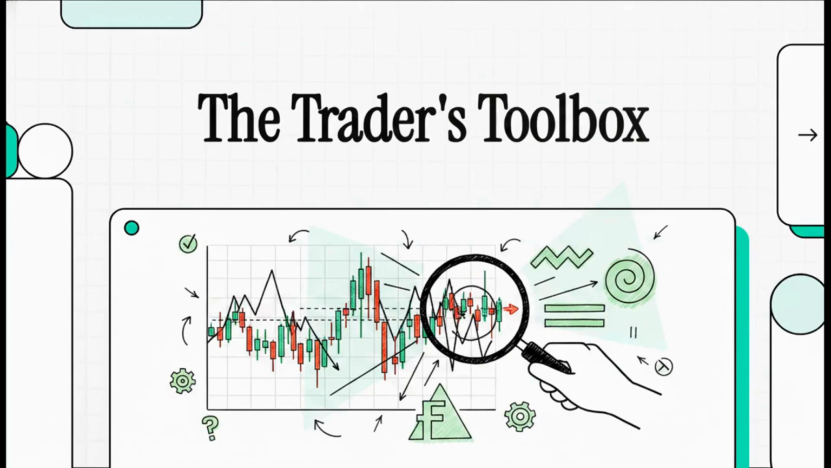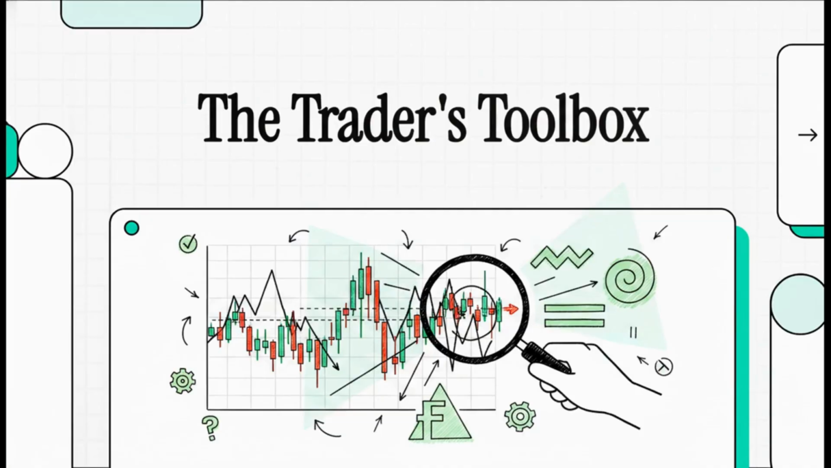Welcome to this explainer. If you've ever actually looked at a financial chart, you've probably felt completely overwhelmed by what looks like absolute chaos. We're talking jagged lines, erratic red and green spikes. Honestly, it looks a bit like a seismograph during a massive earthquake. But what if I told you that to a trained eye, all that chaos is actually a highly structured language?